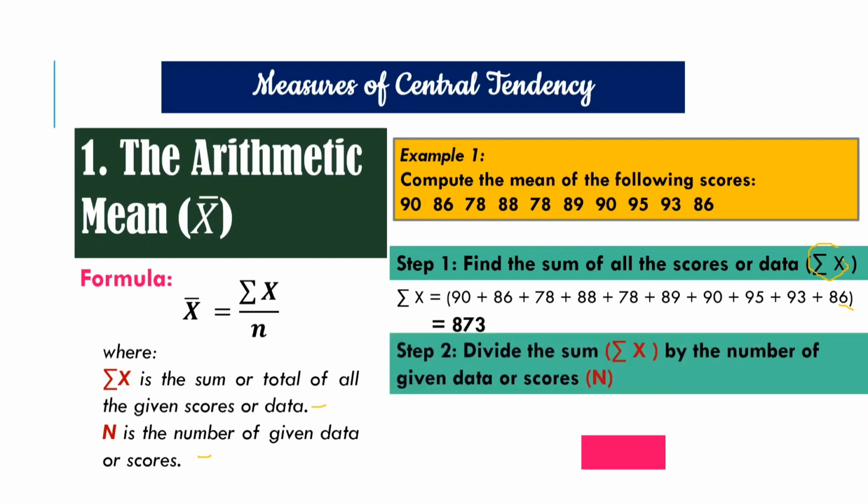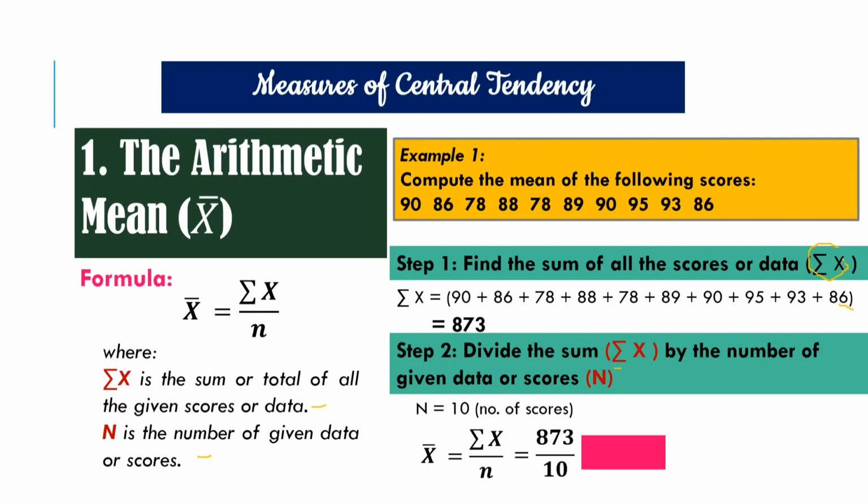873. For step 2, we divide the sum that we've got in step 1 by the number of given data or scores, which is n. And here is 10 because there are 10 scores in the given. We substitute to our formula. So the arithmetic mean is 873 divided by 10.